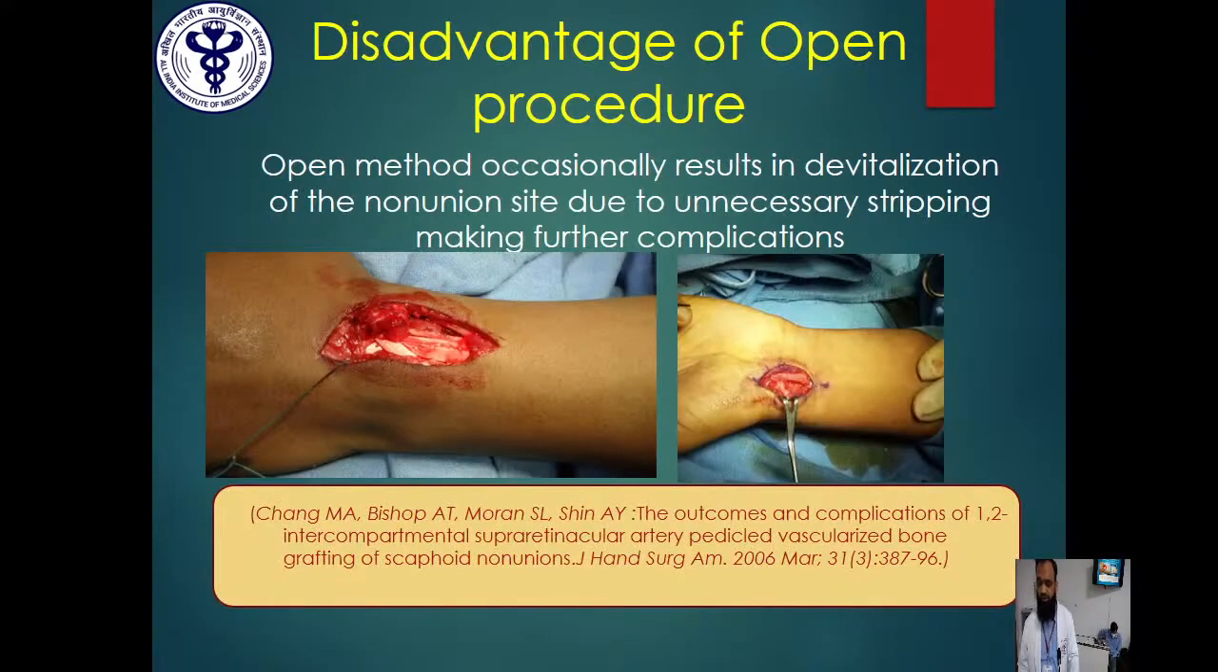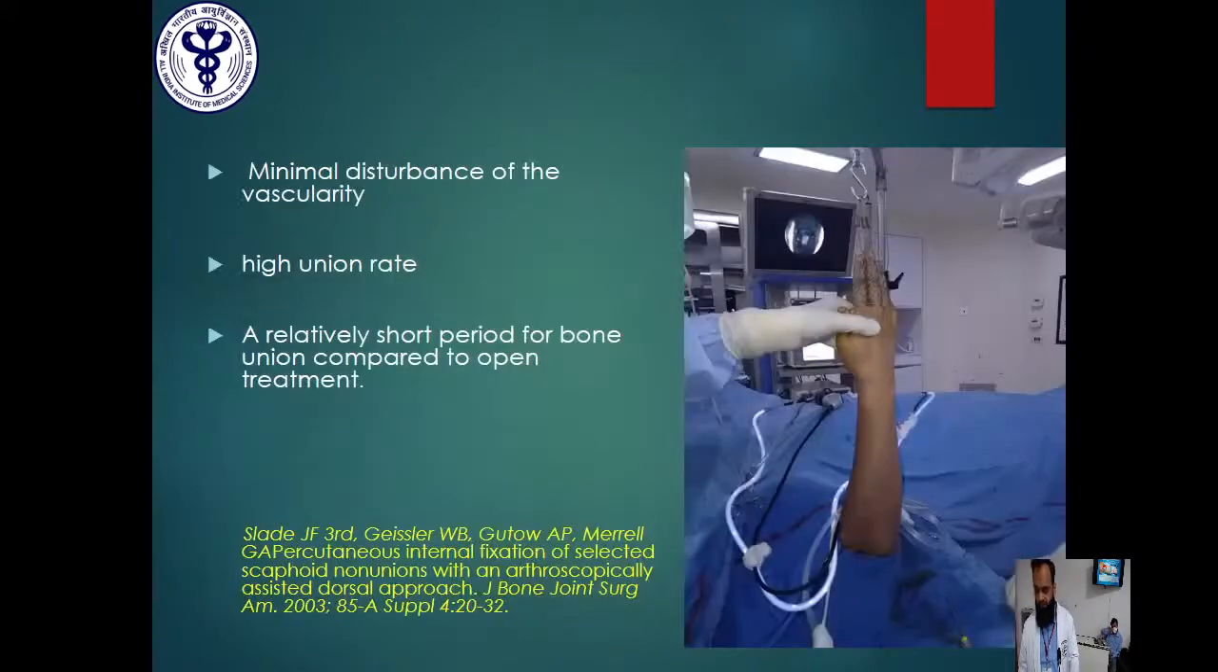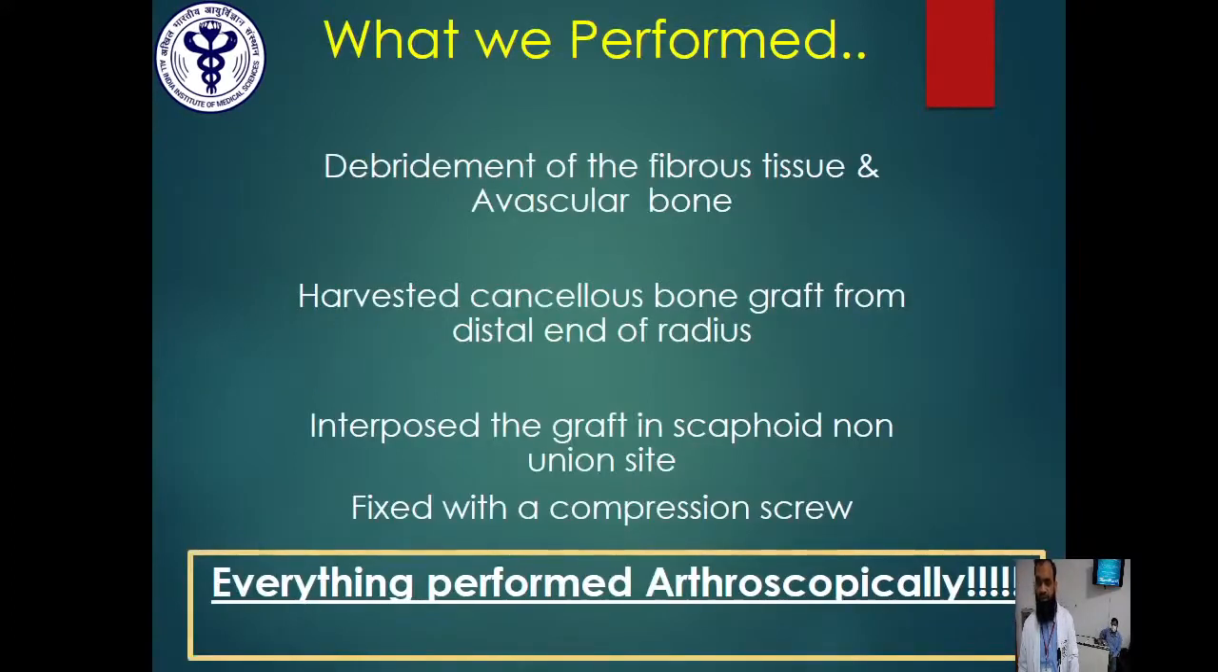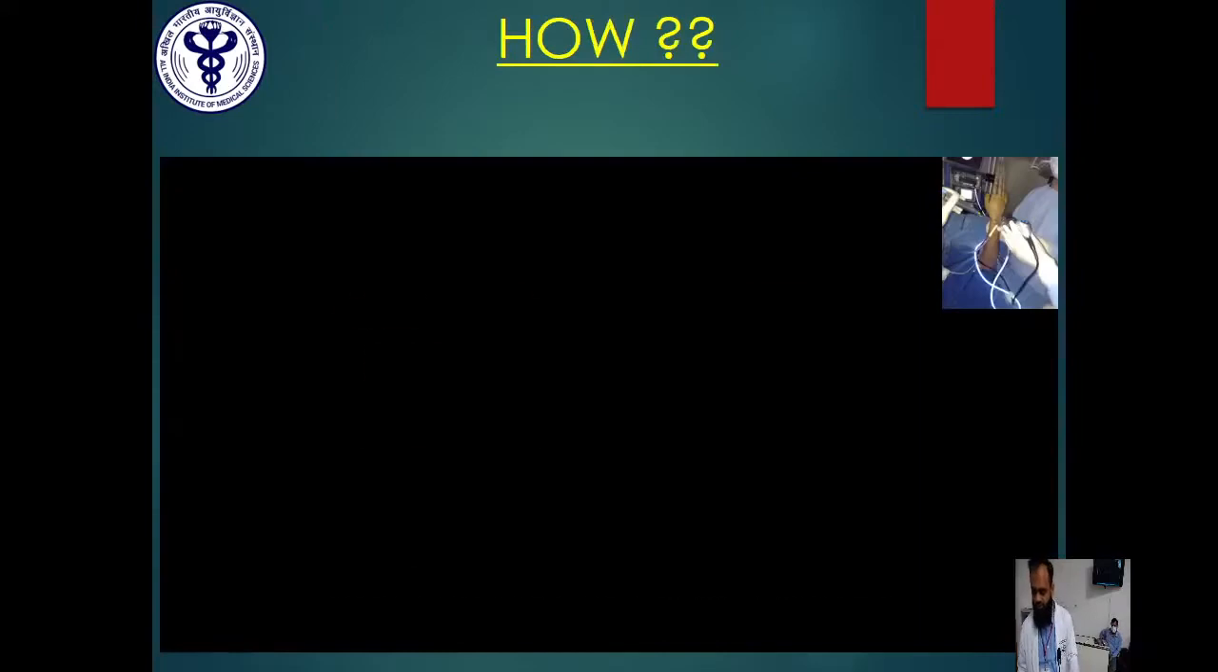This is basically the disadvantage with open surgeries, which results in devitalization of the non-union site due to unnecessary stripping, making further complications. So this is added risk with open surgeries that we want to avoid. And for arthroscopy, there is minimal disturbance of the vascularity, a high chance of union rate, and a relatively short period for bone union compared to open treatment. So what we did basically, we did a debridement. I'll just show the video for this case.